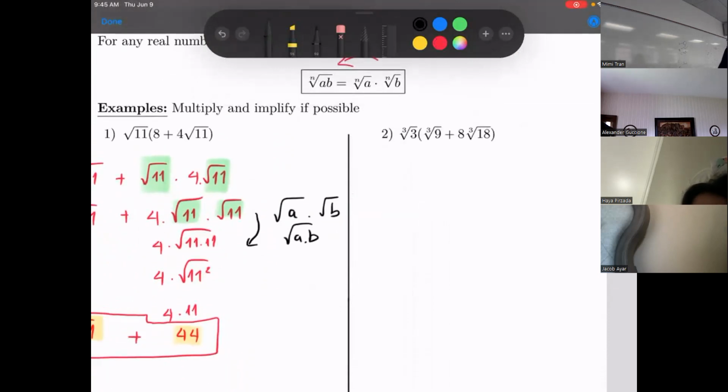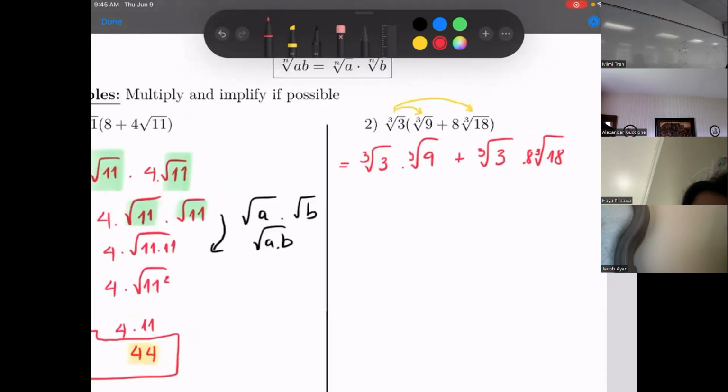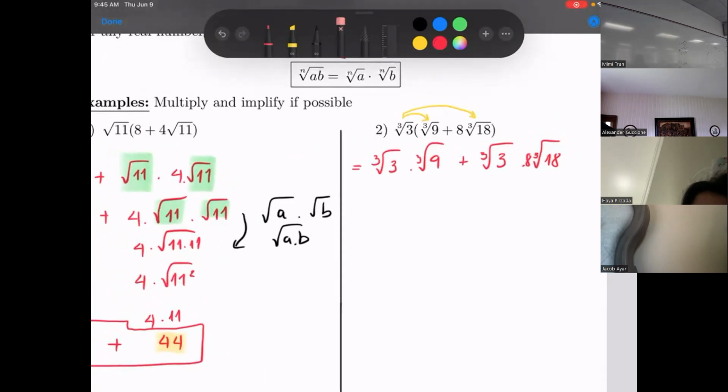Okay, same thing. I know it looks busy, but it's the same thing. So I'm gonna do one step at a time. So equals, I'm gonna distribute that. On the exam, if you give me this step, you get 1 point, even if you didn't do anything next. So cube root of 3 times cube root of 9 plus cube root of 3 times 8 cube root of 18. Make sure you write the index small.